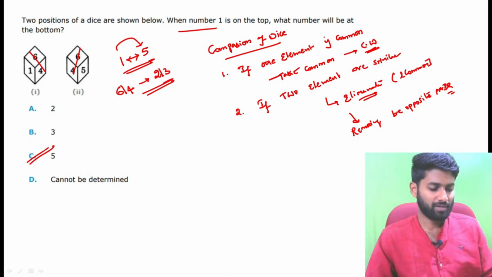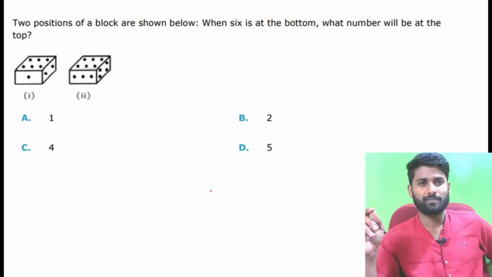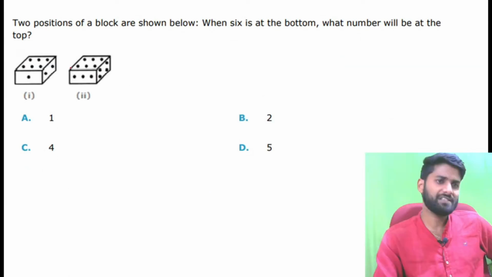Remember, if two elements are common, eliminate those two elements and remaining with the opposite number. If one element is common, consider the clockwise rotation. Next, try this question. Now, if the dots are converted into numbers, here the number is 6, here the number is 2, here the number is 1.